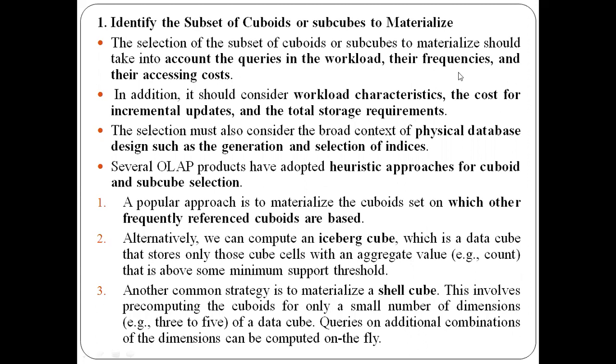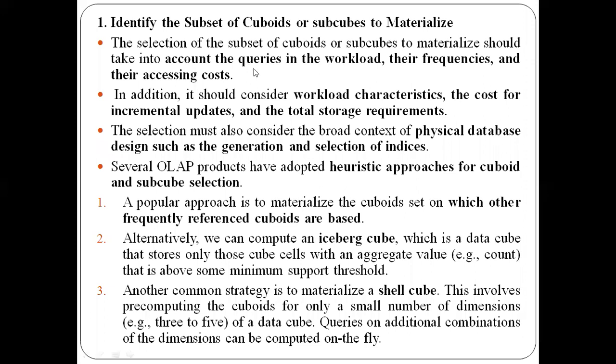And then the cost for incremental updates. Cost for incremental updates means that whenever there are changes in the data present in the database systems, the corresponding changes must be made in the data warehouse. So whether updating this cuboid consumes a large amount of cost, that is the next thing. And then the total storage requirement: what is the amount of storage required to store this cuboid? This is also one of the parameters we need to consider whenever we are choosing a subset of cuboids.